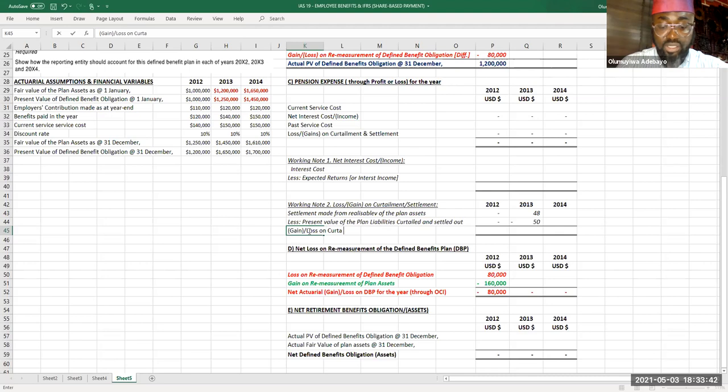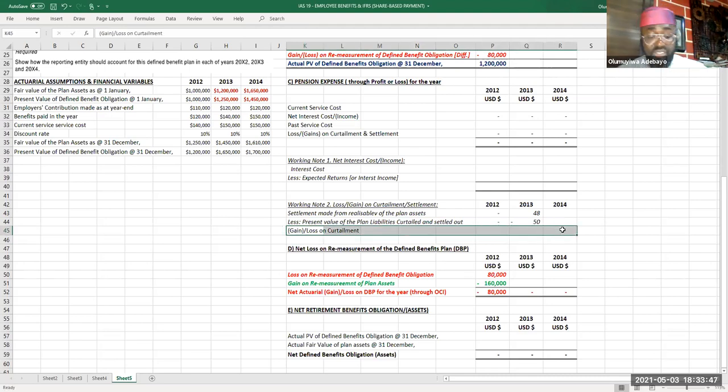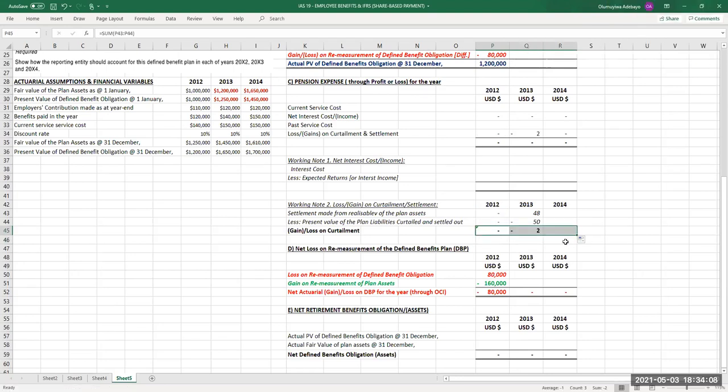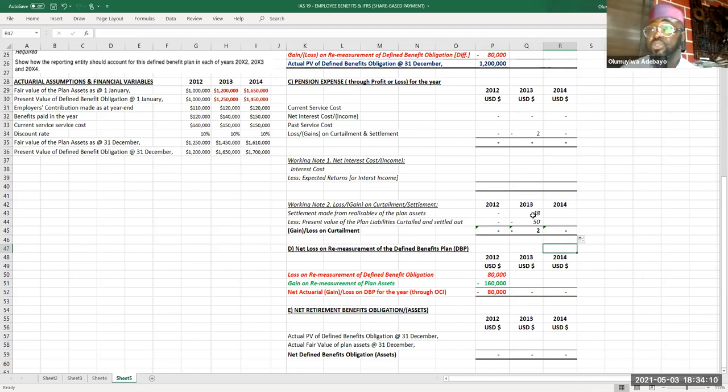On curtailment. Don't be kind about the way we design. What matters is your understanding of what has happened. How much is your gain on curtailment? How much is your gain on curtailment? I can't hear you guys. 2,000. 2,000. Okay, let me write it in full, 48,000 and 50,000.